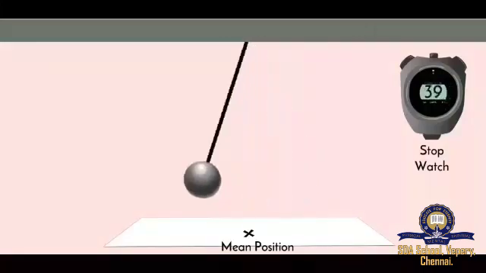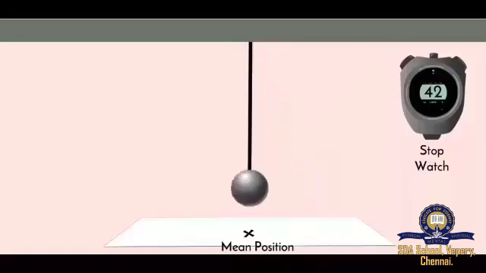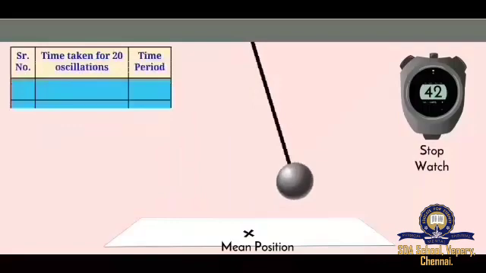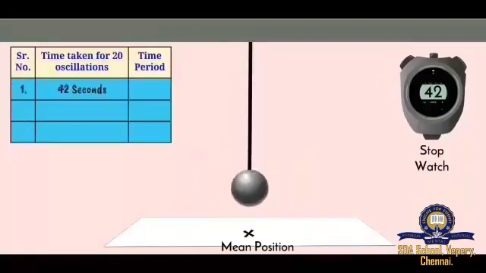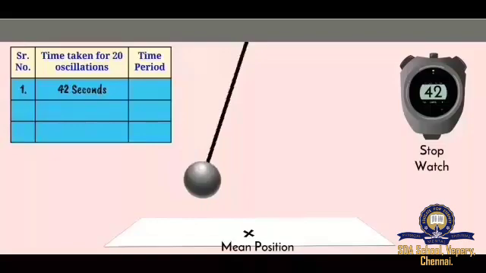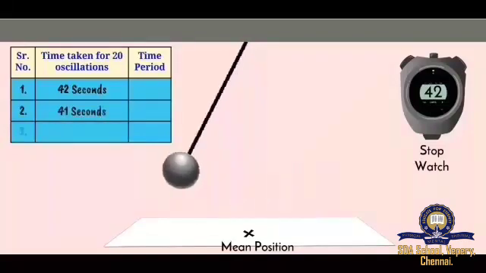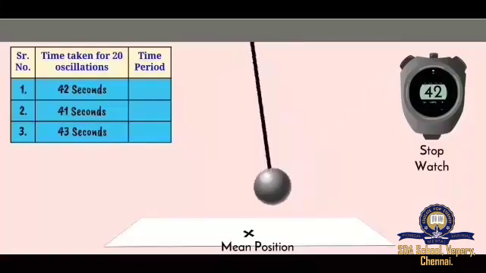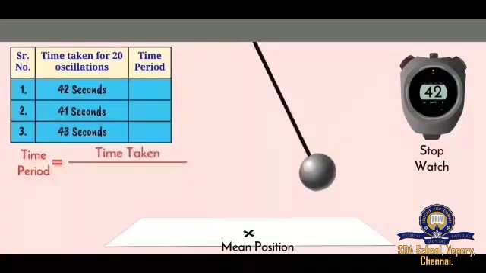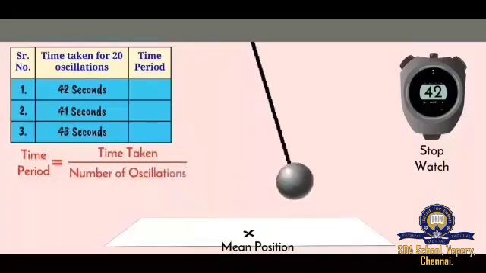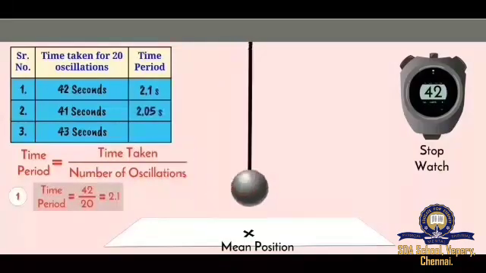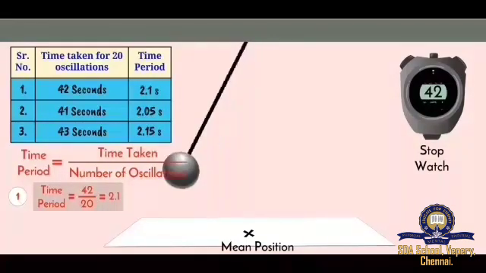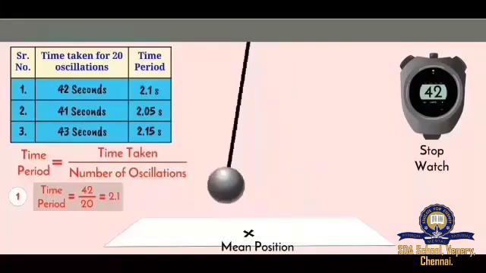Go on counting the oscillations. Stop the stopwatch as soon as the pendulum completes 20th oscillation. Make a table and enter the time taken to complete 20 oscillations. Take a few readings performing similar activities and note down all the readings. For each reading, calculate the time period of the pendulum by dividing time by number of oscillations, that is 20. Is the time period nearly same in all cases? Yes. You will find that the time period is same in all cases.